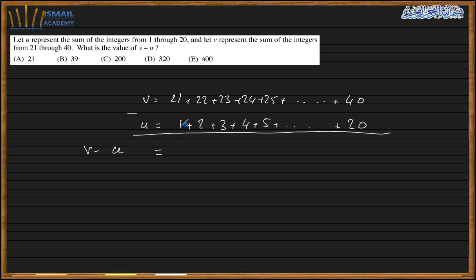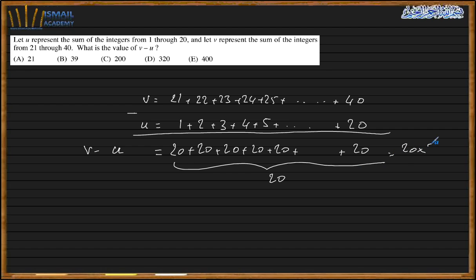21 minus 1 is 20, plus 22 minus 2 is 20, 23 minus 3 is 20, 24 minus 4 is 20, 25 minus 5 is 20, and so on. So I have 20, and 40 minus 20 is 20. So how many 20s do we have? We have 20 of them, which means this is 20 times 20, which is 400. So E is my answer.